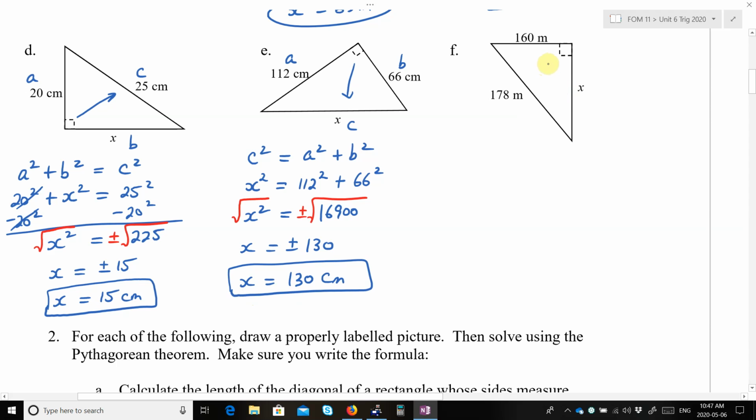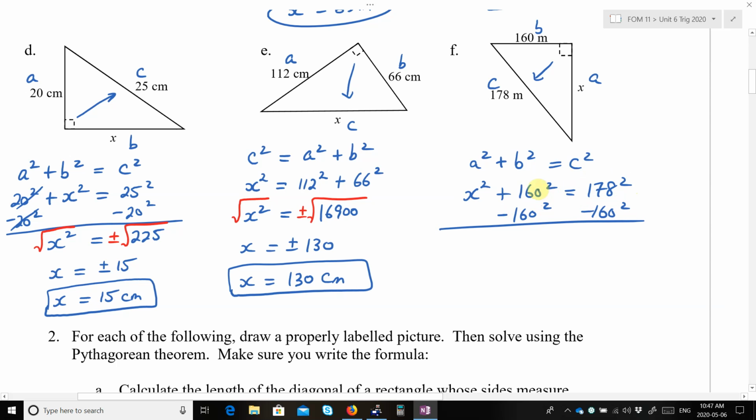Okay, and letter F, across from the 90 is the hypotenuse, so that's C. We could call this A and this B, so this time I'm going to go A squared plus B squared equals C squared, so that the unknown A is on the left side. So X squared plus B, which is 160 squared, equals 178 squared. And so we have to subtract 160 squared from both sides.